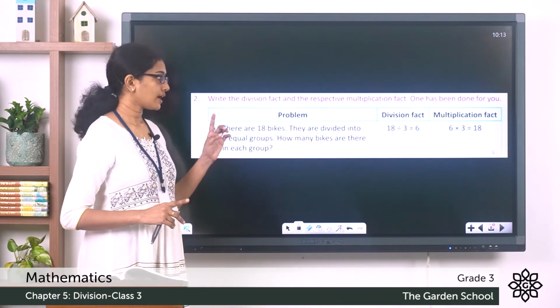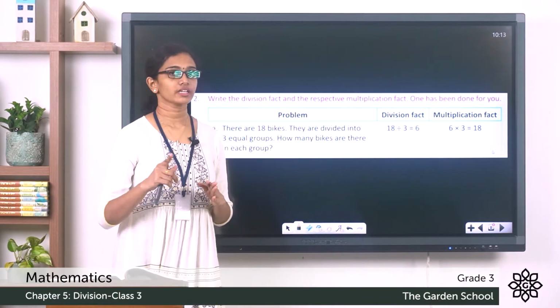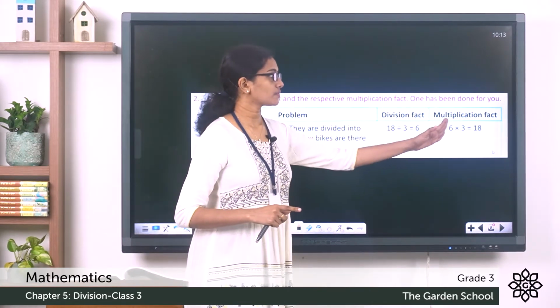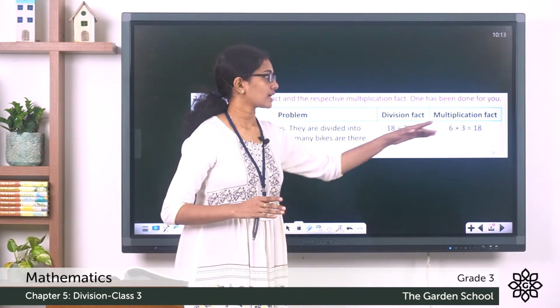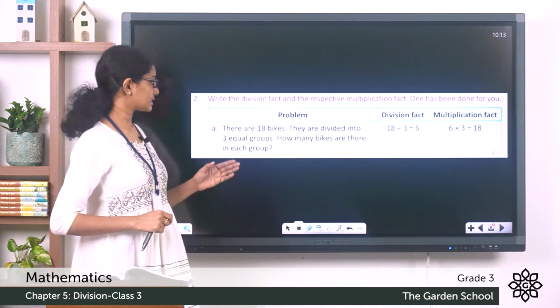So you are given a word problem in the question. You have to write the division fact according to the question, and from the division fact you are supposed to write the multiplication fact in the last column. So let's see the first example.